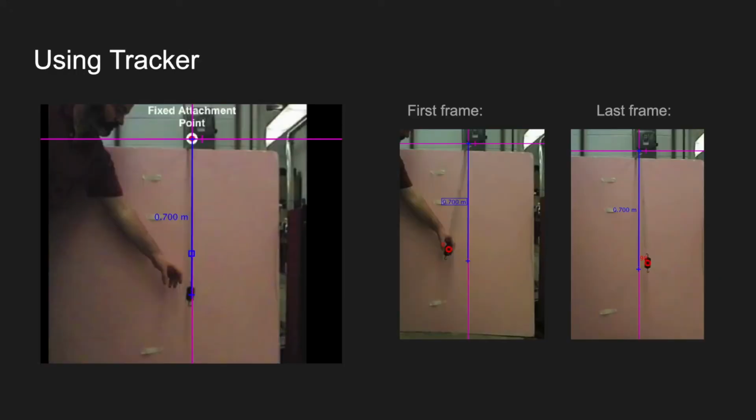We can import our video into Tracker to gather experimental data about the position of the mass over time. Some important choices made here include that the origin of the coordinate plane is at the spring's fixed attachment point, with the positive x direction being to the right and the positive y being up. We were given that the length of the spring at rest with the mass was 0.7 meters, which initialized the distance. X and Y position data were gathered from the fifth frame, where the mass was released, until the end of the video. Now we are ready to begin our computational model.